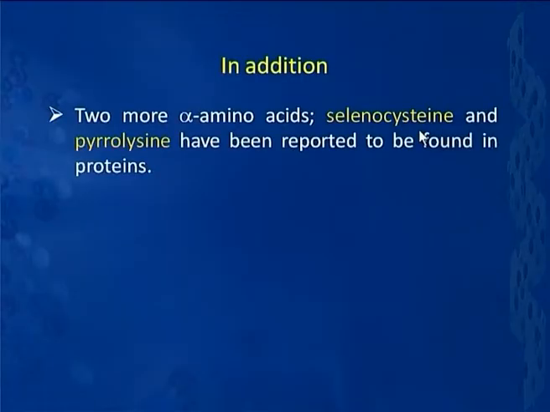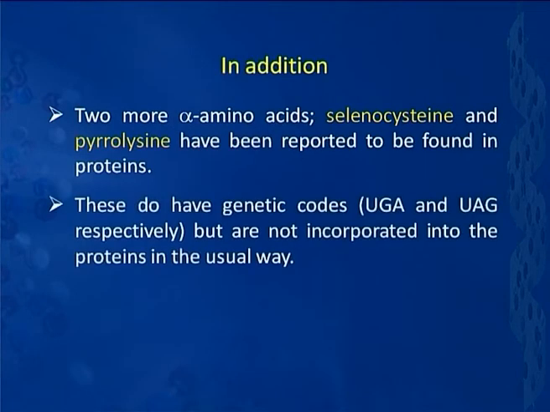Recently, in the past few years, 2 more alpha amino acids by the name selenocysteine and pyrrolysine have been found to exist in certain few proteins, and these also are found to have genetic codes. Basically, they also are in a way coded amino acids, and the codes happen to be UGA and UAG. But these are amino acids which do not get incorporated into the proteins in the usual way as those 20 coded amino acids. So, they are new discoveries which have been found recently.